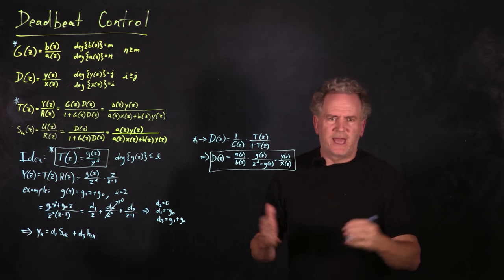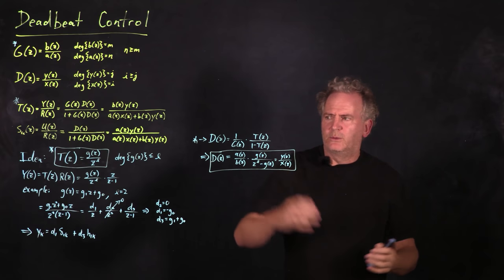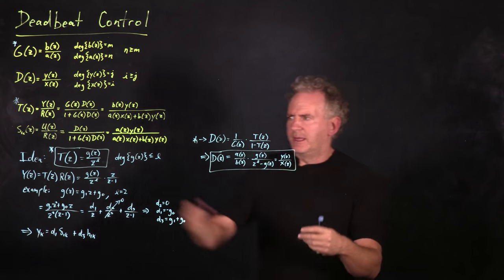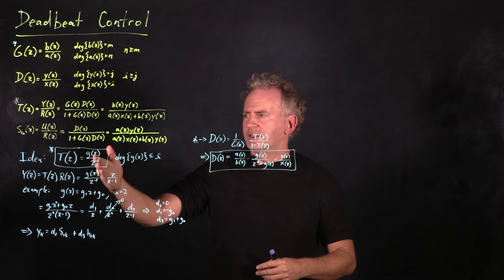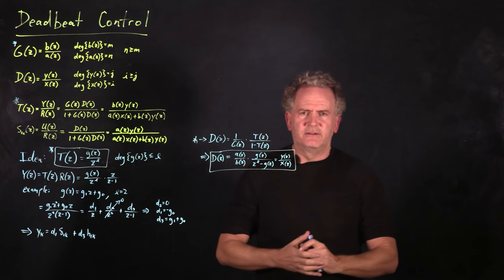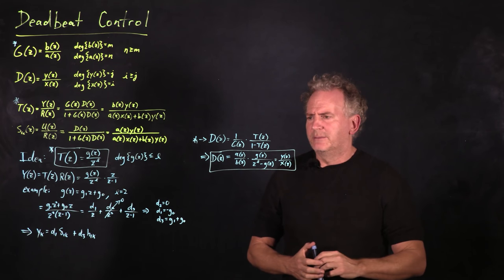And so now we just have some simple choices to make. What should we use for L and what should we use for G of Z? And then if we want our closed loop transfer function to have a form like that, this is the D of Z that's going to give us that. So we're going to consider a few examples.